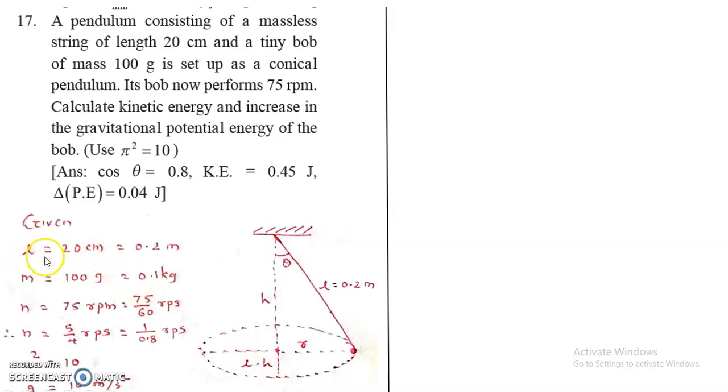Now, given length 20 centimeter, we convert into meter, 0.2 meter. Mass 100 gram is equivalent to 0.1 kg. Frequency 75 rpm we have to convert into rps, 75 divided by 60, which is 5 by 4, or 1 upon 0.8 rps. Pi square we use as 10. Acceleration due to gravity we use as 10 meter per second square.